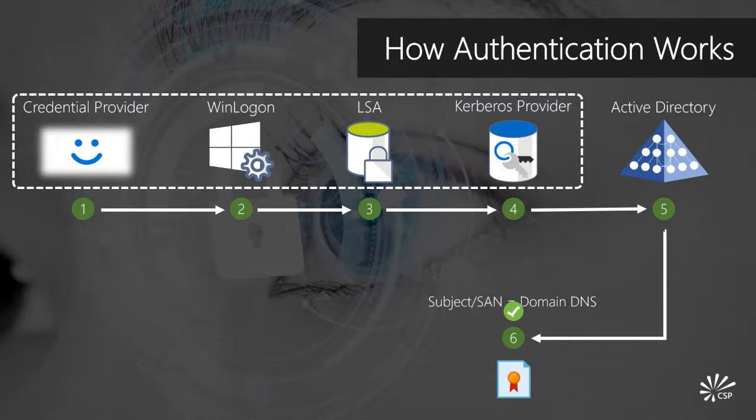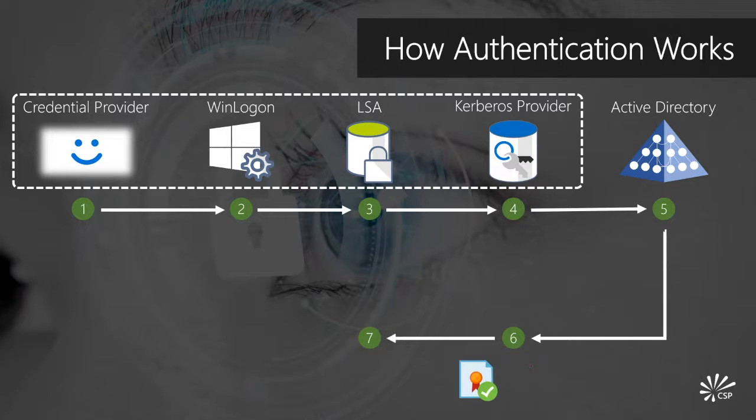The Kerberos provider is going to validate the KDC's response by validating the signature of the KDC certificate that signed that response. This is pretty much done by validating that the certificate's subject name or subject alternative name values include the same DNS name as the domain that Windows is trying to authenticate against. The Kerberos provider is then just going to pass the validated TGT down to the local security authority, which just caches that ticket for future authentication use.